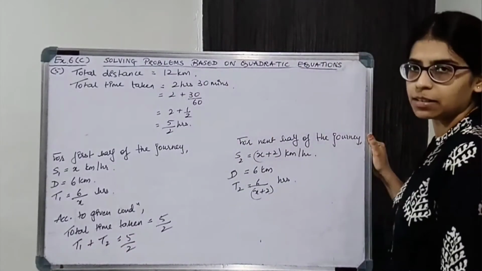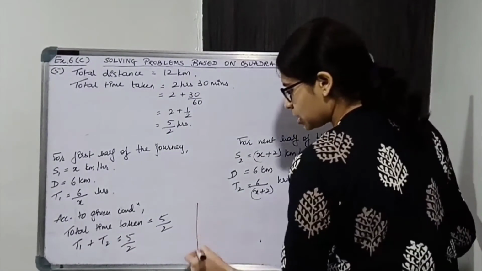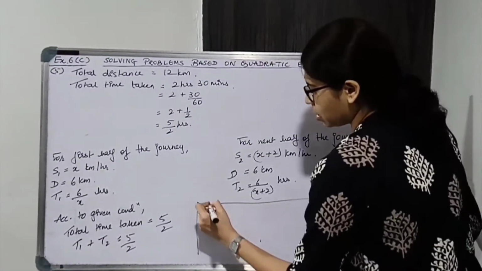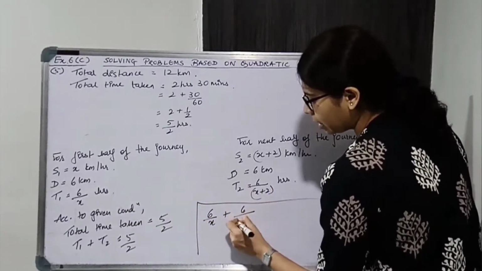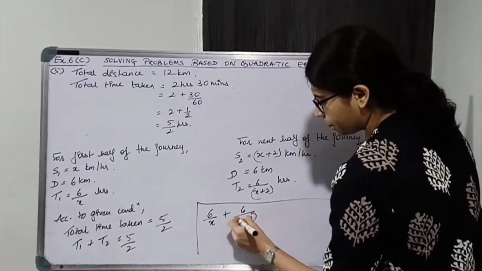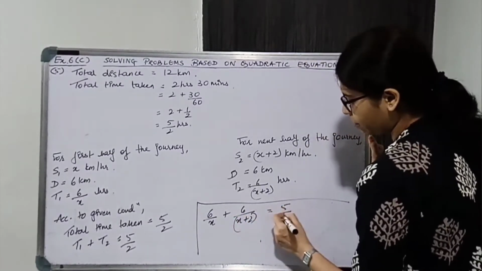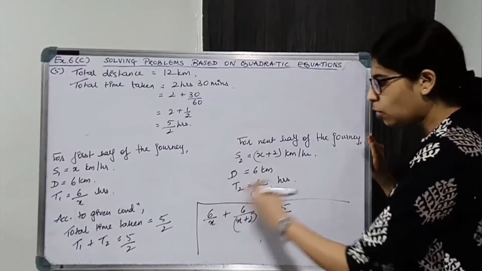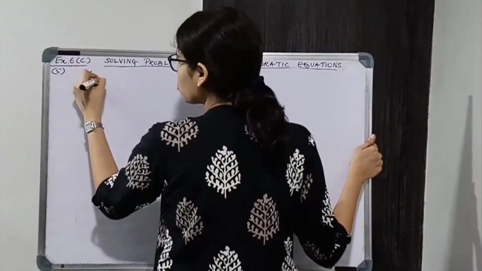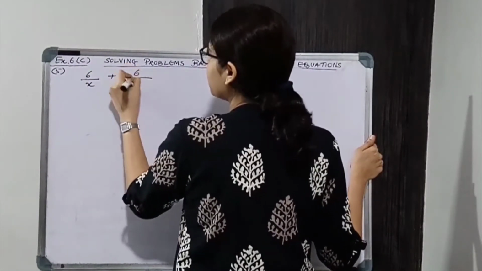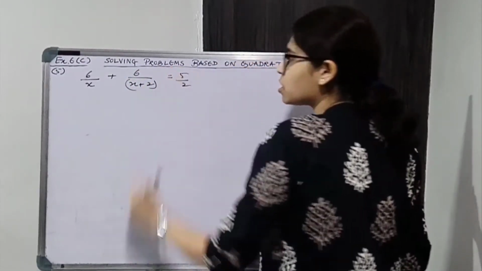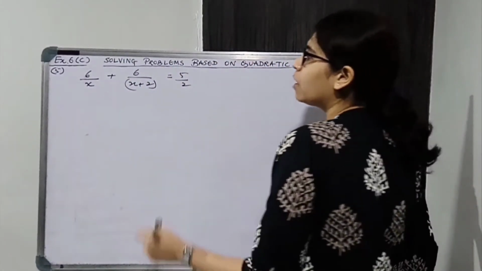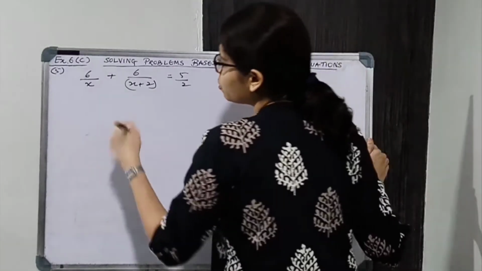What is T1? T1 is 6/x, this is 6/(x + 2) is equal to 5/2, okay? So now we'll solve this. So 6/x + 6/(x + 2) is 5/2. This is what we got, right? Now you can take LCM. What I'm going to do is use crisscross method.